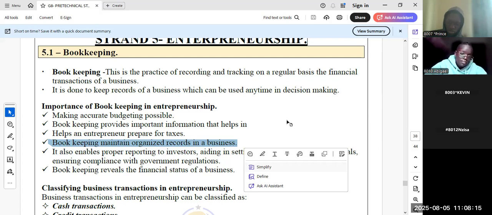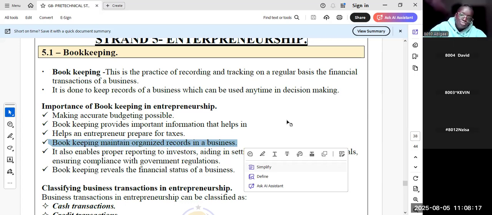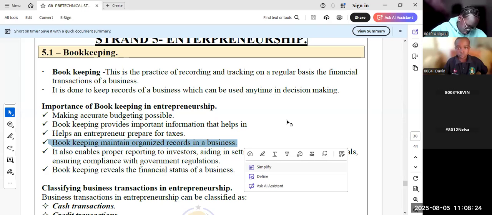Now, how do we mean organized business or organized records? Let's say I was drafting the items I sell in my shop. I have sugar, I have bread, I have tea, I have matchbox, I have sweets, and these sweets we have different kinds. We have candy, we have lollipops, we have wafers, etc., etc.